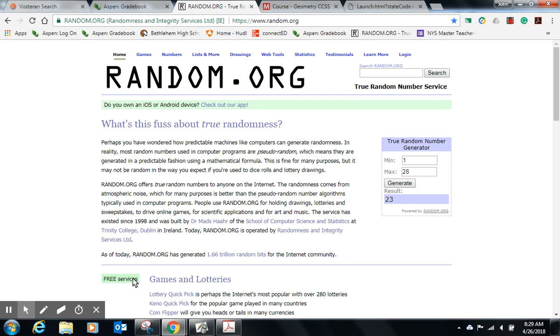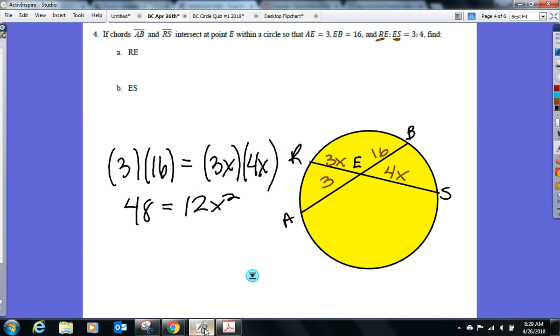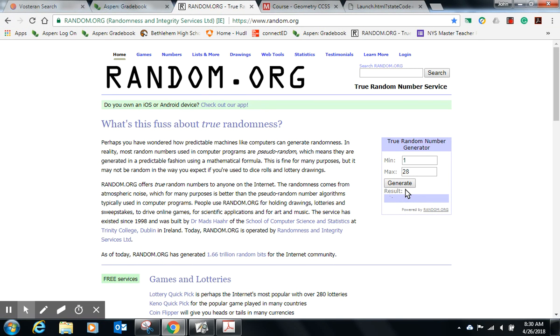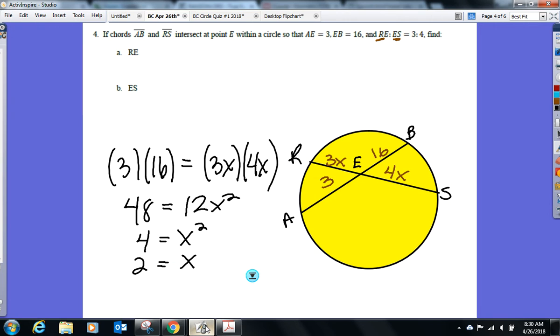Suggestions on what you want to do from here. 3, what do you want to do from here? Divide by 12. Nice job. Divide by 12, so I get x squared equal to 4. Take the square root of both sides, you get plus or minus 2. Do I care about the minus 2? Nope, because it would make a negative length, so I only care about 2. Go ahead, plug it back in, and let me know what RE and ES would be equal to. When you're ready, 20, let me know. RE is 6, ES is 8. Yep.